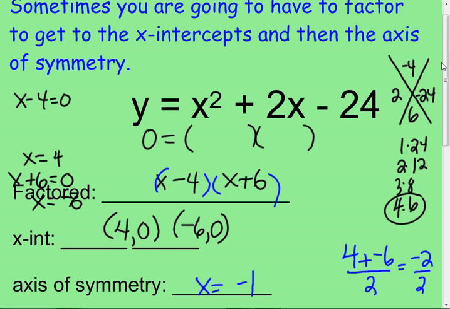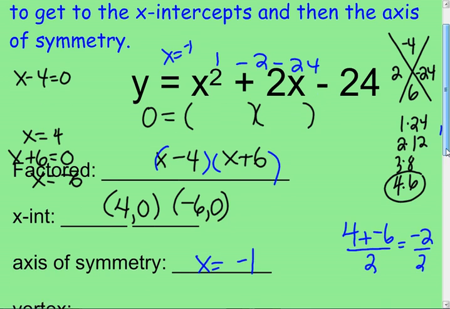I put in negative 1. What happens when I square it? It's positive 1. I double it. Then it's minus 2 minus 24. So what's that going to give me? What's 1 minus 2? Negative 1 minus 24 is negative 25.